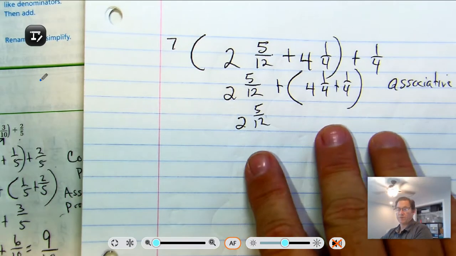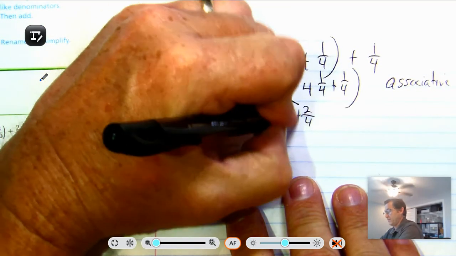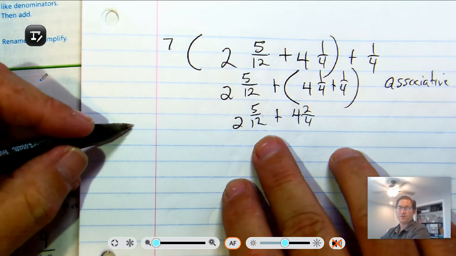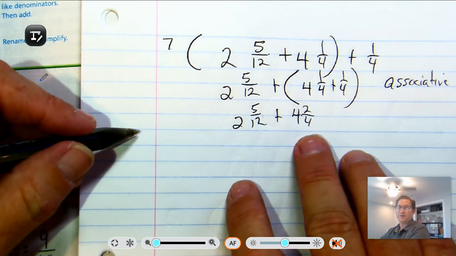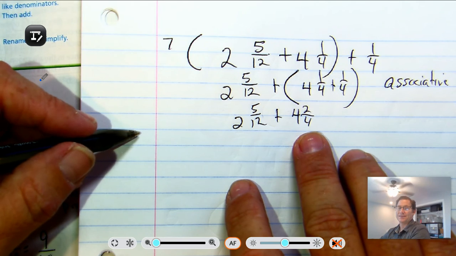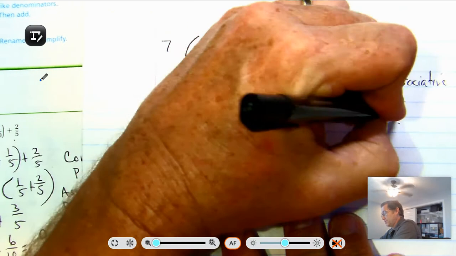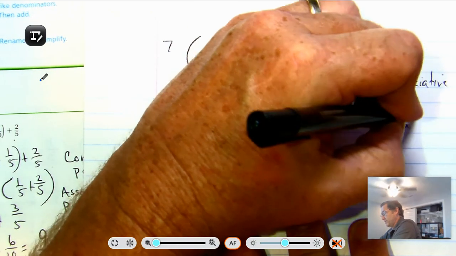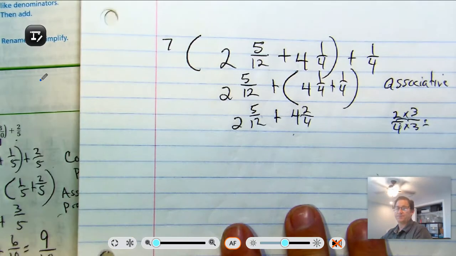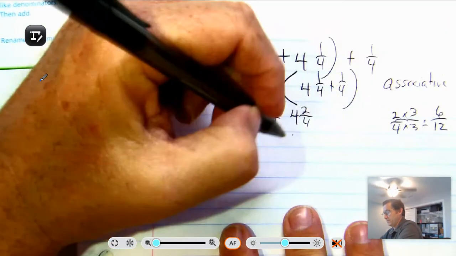All right, what's 1/4 plus 1/4? 2/4. 4 plus nothing is 4. So we have 4 and 2/4 plus 2 and 5/12. What can we multiply fourths by to get 12ths? We can multiply 2/4 by 3/3. 2 times 3 is 6, and 4 times 3 is 12.